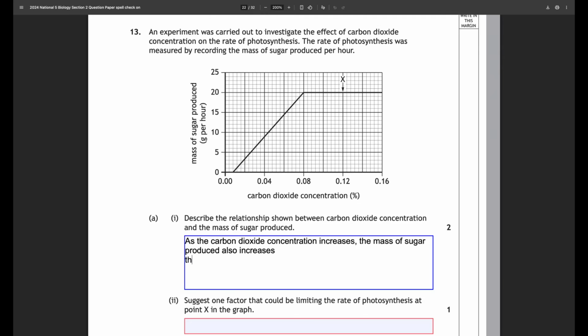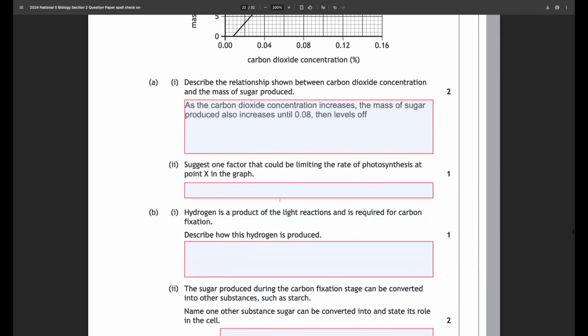However, we then say "until", what's increasing until 0.08, okay? You have to say until 0.08 first, all right? And then what happens? If we look at X there, we can see that the mass of sugar produced levels off, okay? You have to say this part here to get the second mark, all right? So make sure you get both parts there. It goes up, then it levels off. You have to mention both in your answer to get the 2 marks there.